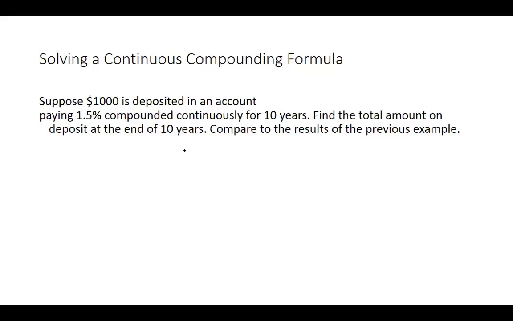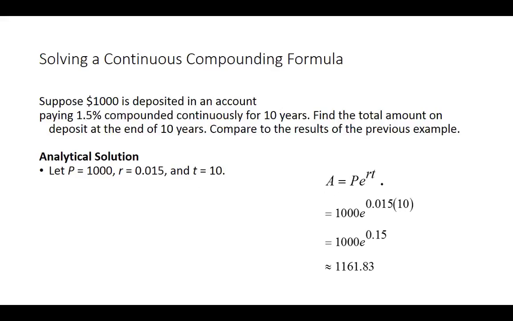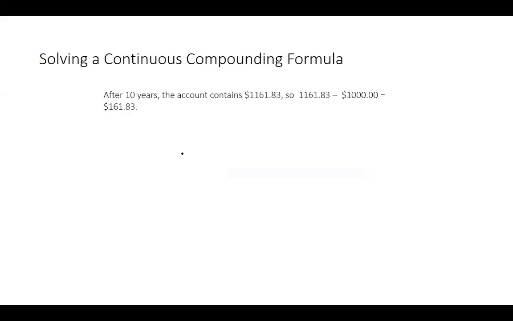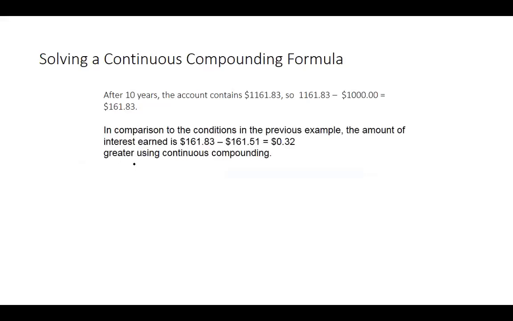We want to find the total amount of deposit at the end of 10 years. I'm going to also compare this with the previous example that we did earlier. So we have the P, and the rate is 1.5 divided by 100, again 0.015. The time is the same. Now we're going to use this other formula. A would be equal to, all the information is given to me, and when you calculate this, you get $1,161.83. After 10 years, the amount, subtracted from 1,000, would be 161.83. So if you compare that with what we did previously, it looks like it is greater using continuous compounding.